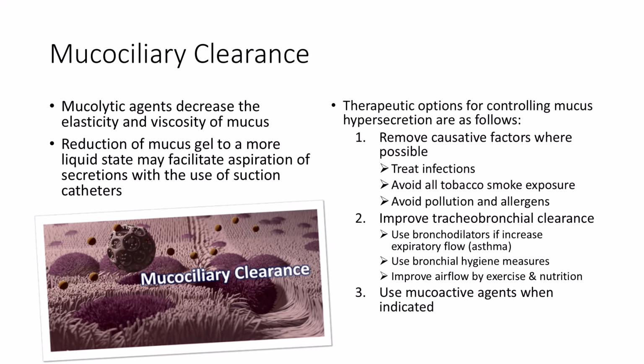Additionally, improving overall airflow through exercise and nutritional rehabilitation can support respiratory health. When indicated, mucoactive agents may be used as part of the treatment plan. These agents help manage excessive mucus production and improve secretion clearance, particularly in cases where other measures are insufficient. By combining these strategies, clinicians can tailor treatment to the individual needs of patients with mucus hypersecretion, aiming to optimize respiratory function and quality of life.